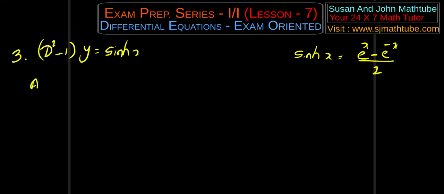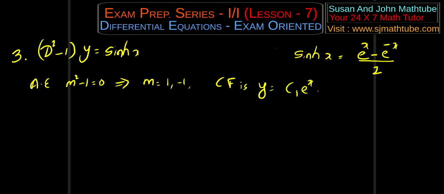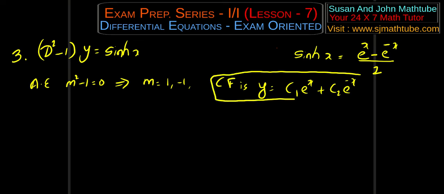So first, auxiliary equation: m² - 1 = 0 implies m = 1 or -1. So our CF is y = c1 e^x + c2 e^(-x). So keep this separately because you will need it at the last.